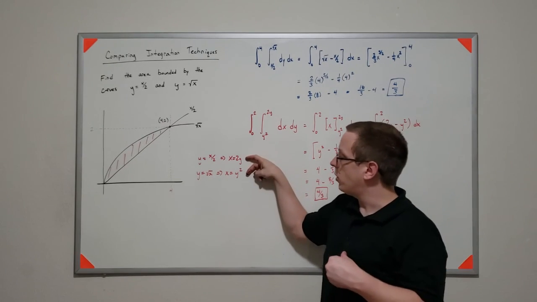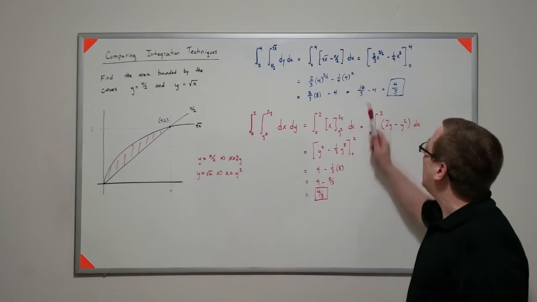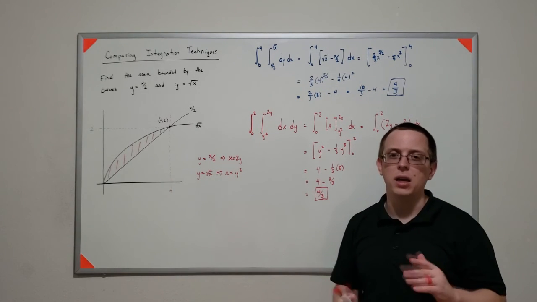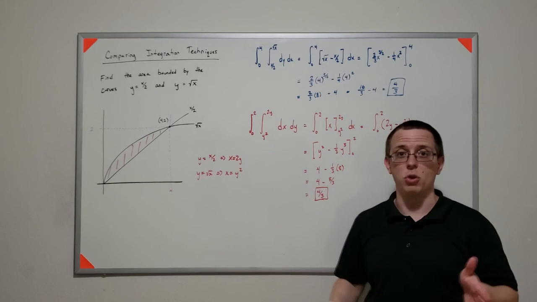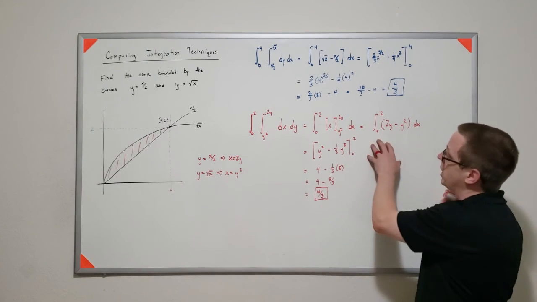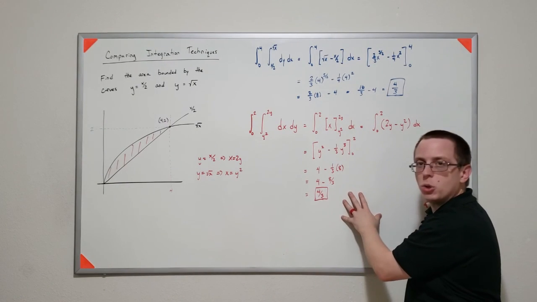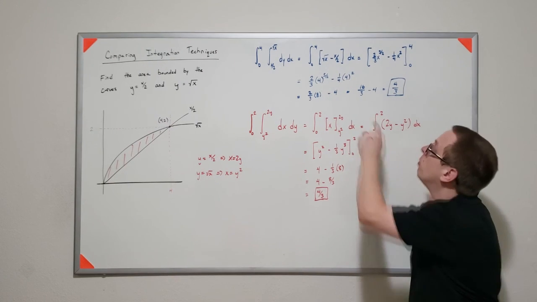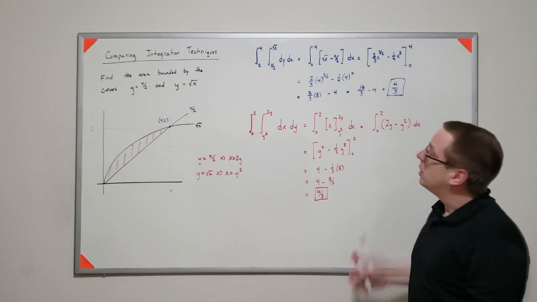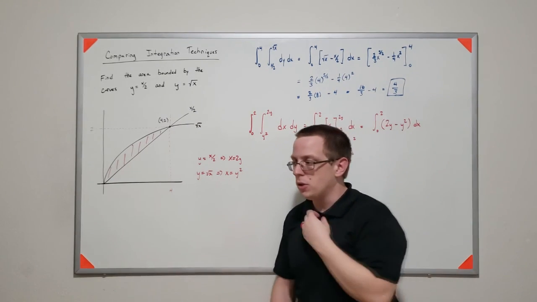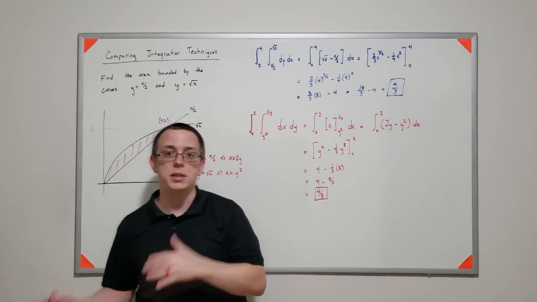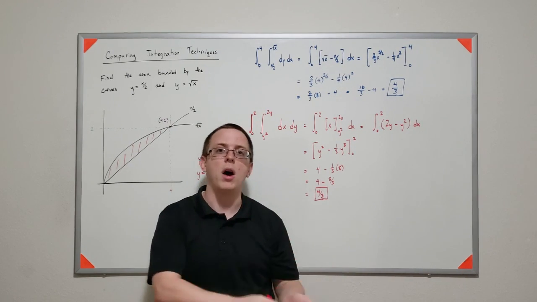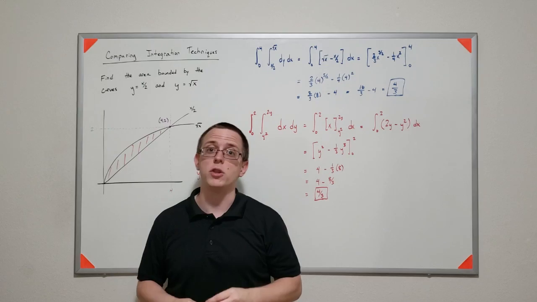There's a little more work done on the front end here, but I hate 3/2 powers. I don't like fractional powers. It just annoys me. So by doing this, I can avoid fractional powers. I still have some fractions, but I don't have fractional exponents, which in my life makes it easier. So in some cases, what you're going to find is it makes a lot more sense to integrate starting with y, and other times it makes more sense to integrate starting with x.